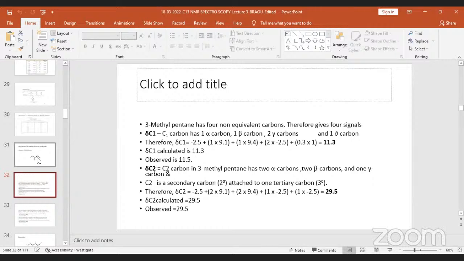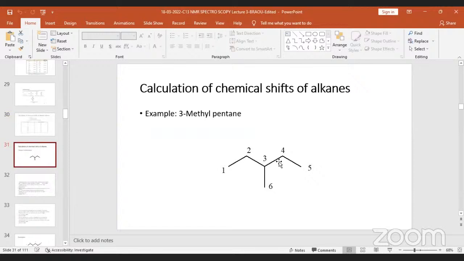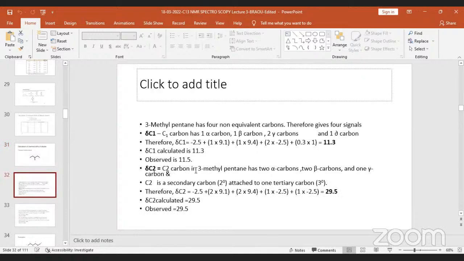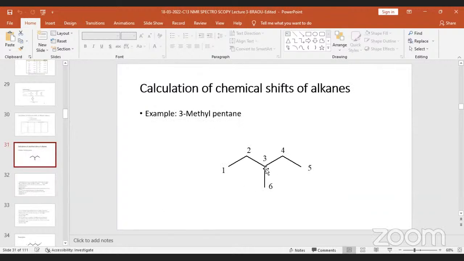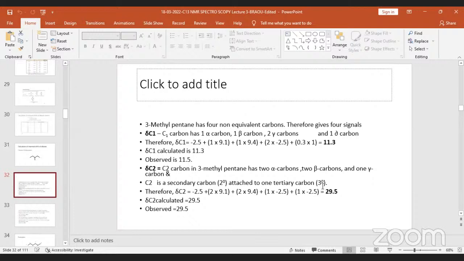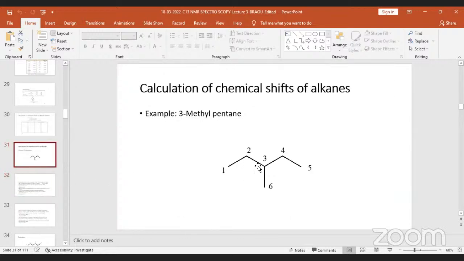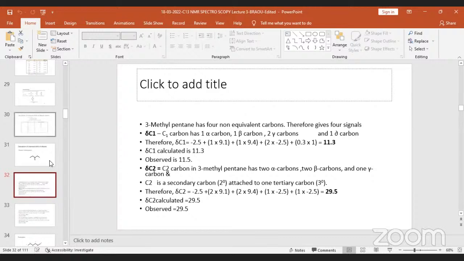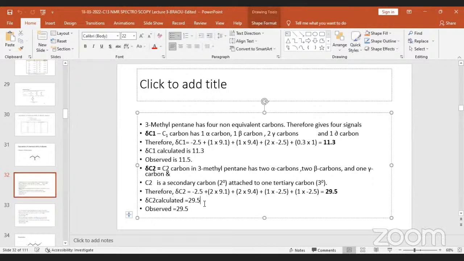Then delta C2. If you see delta C2, how many alpha carbons does this carbon have? 2, the third one and the first one. And then how many beta carbons? 2, and 1 gamma carbon. So you just substitute those values. C2 carbon has 2 alpha carbons, 2 beta carbons, and 1 gamma carbon, and it is a secondary carbon attached to 1 tertiary carbon, so that shift also we need to add. You just check the table, substitute those values and add them up. Then you get 29.5 ppm. So delta C2 calculated is actually 29.5 ppm. You must write these values.